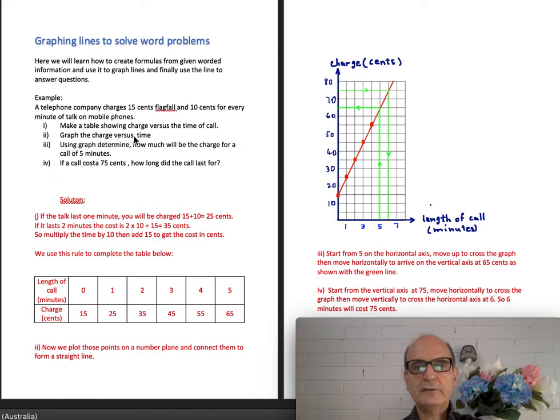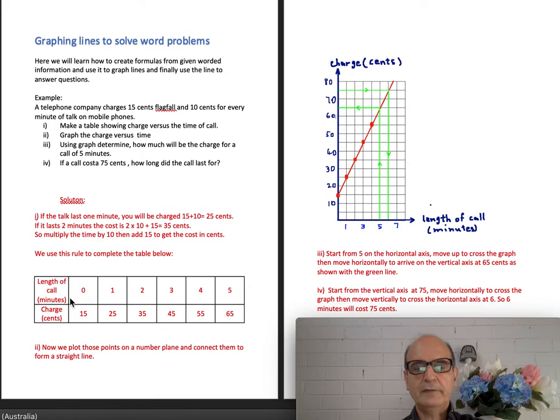Part 2, graph the charge versus time. To do that, we need to have a Cartesian plane, which I've shown here. That's a Cartesian plane. On the horizontal one, I've put the time, length of call. On the vertical one, I'll put the charge. Now what we do, we transfer the values of this table onto this chart.